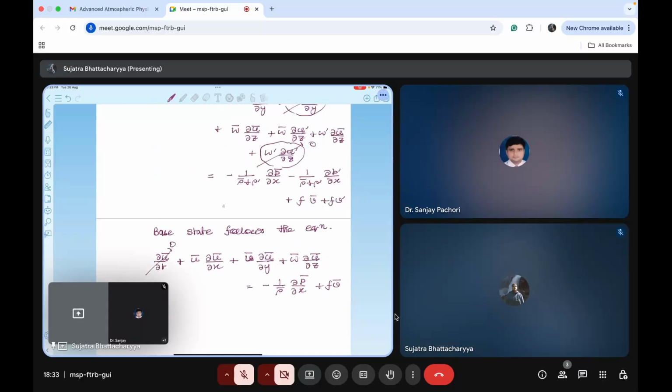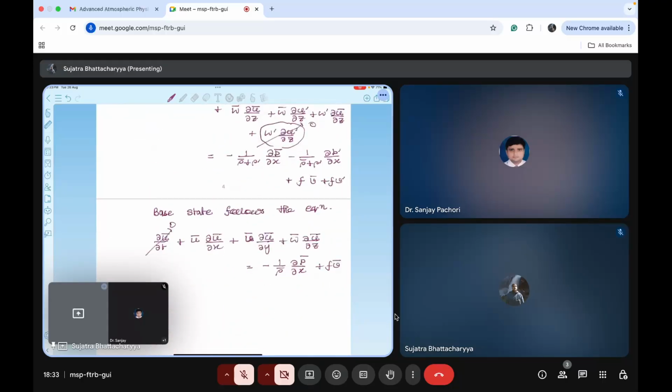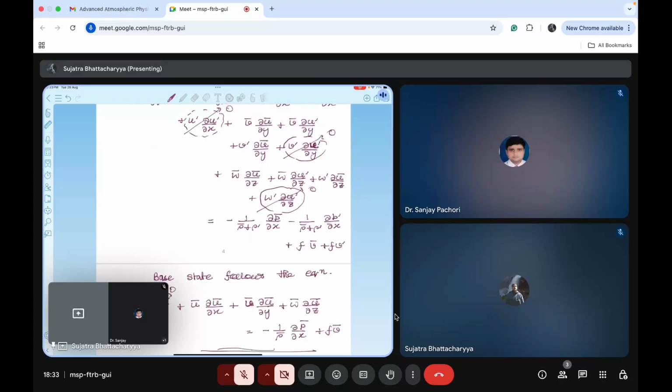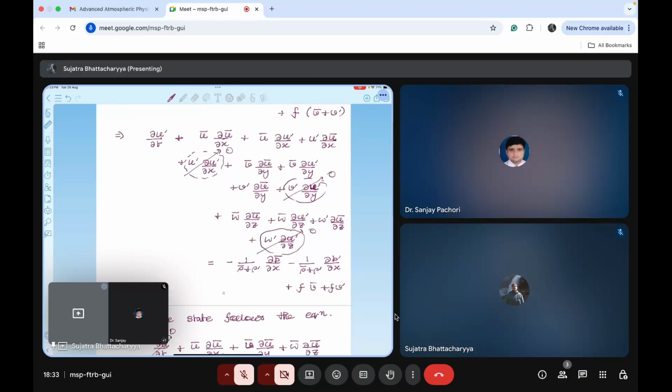So can I put this? If this is true, can I come here and chop off those terms? See, u bar ∂u/∂x, then this, all the base terms. Also, rho bar is much greater than rho dash. This is the first assumption.